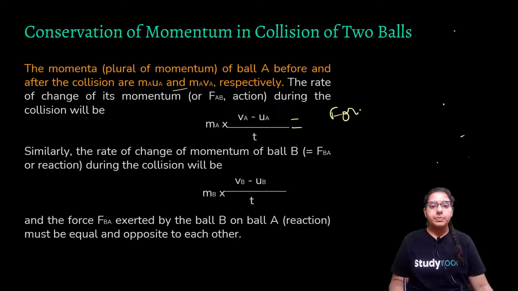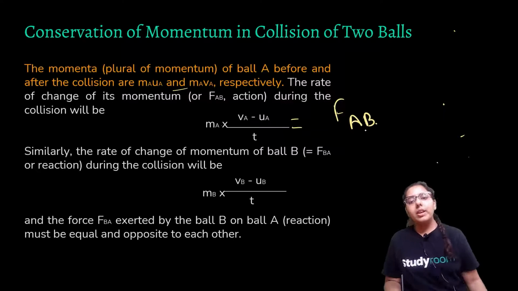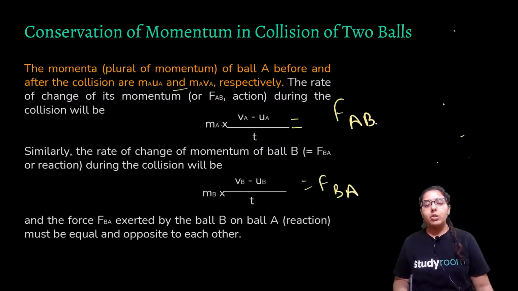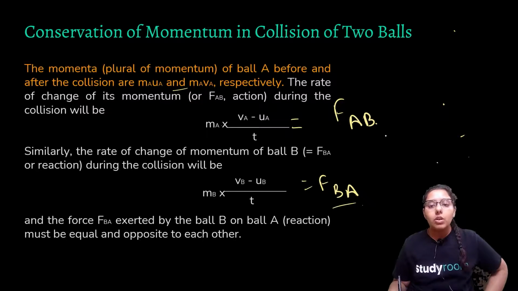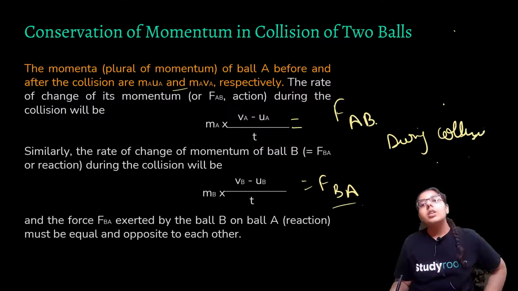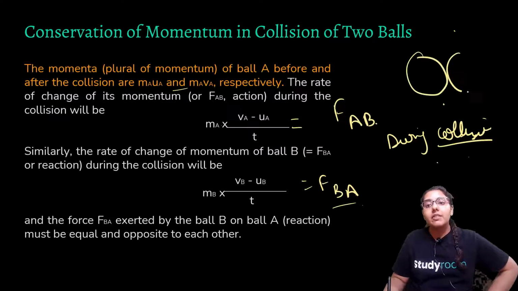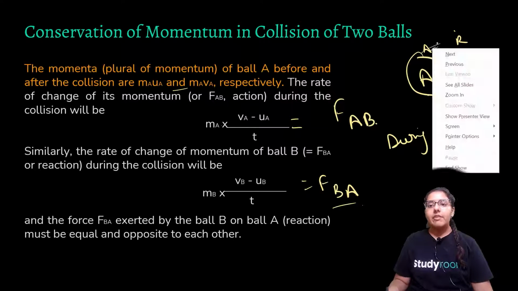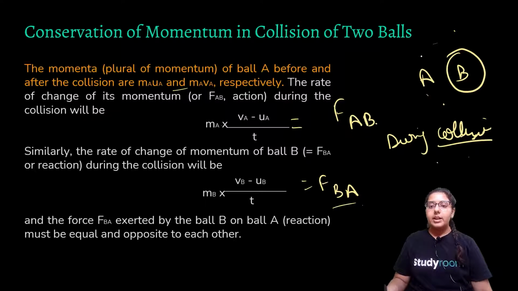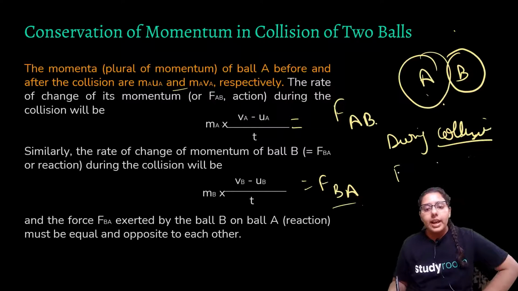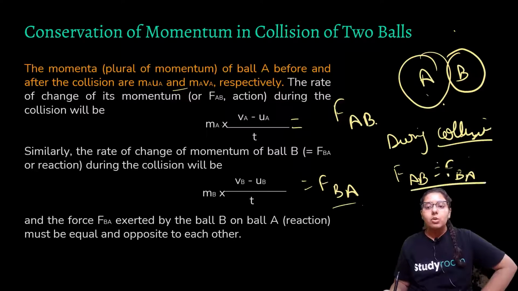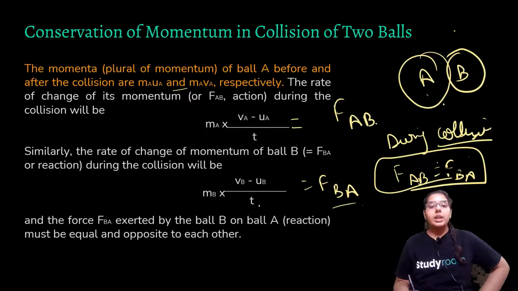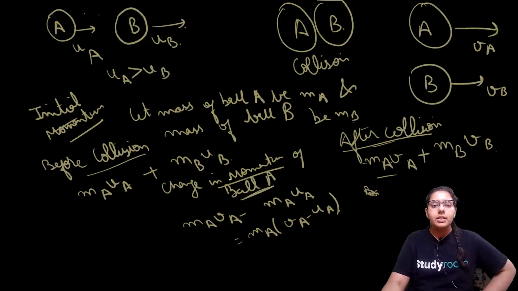This is your force FAB, force due to A on B, and this is your FBA, force due to B on A. Now during collision what happens? For every action there is an equal and opposite reaction. During the collision, when both the balls meet, there is an action and reaction pair. So during the collision, your FAB becomes equal to FBA. So we will simply equate MA into (VA minus UA) upon T is equal to MB into (VB minus UB) upon T.